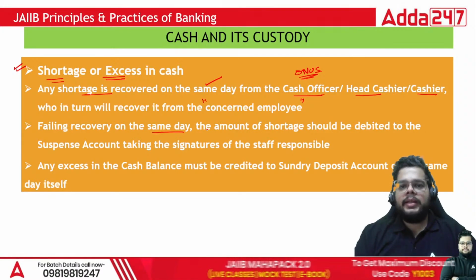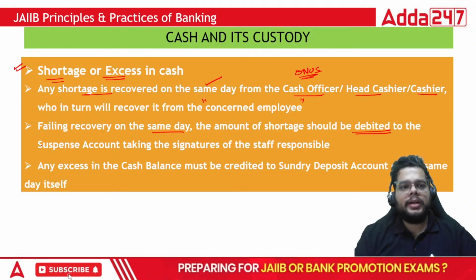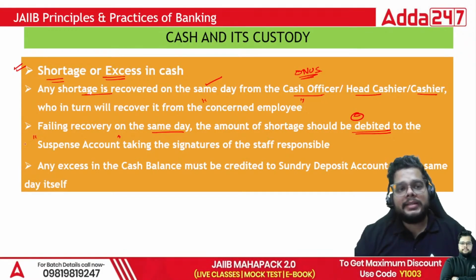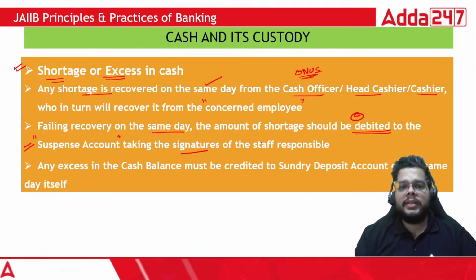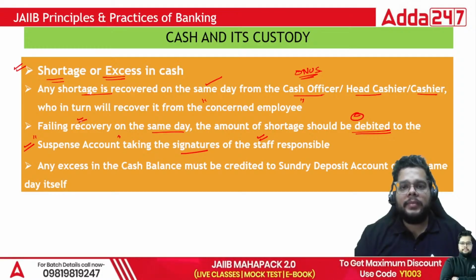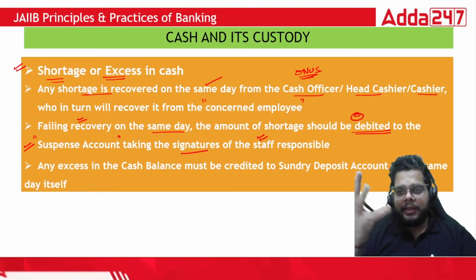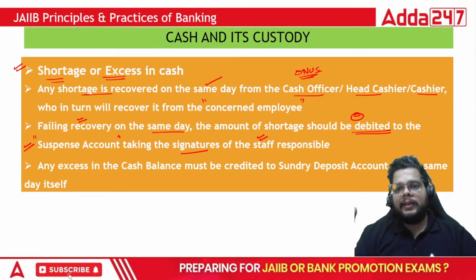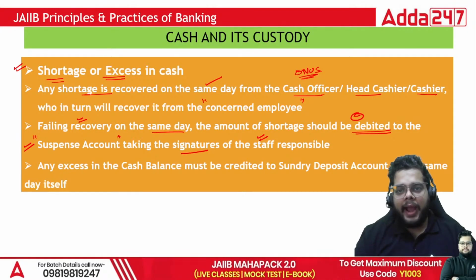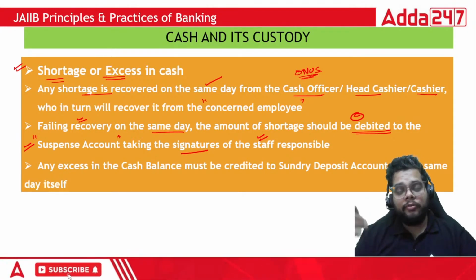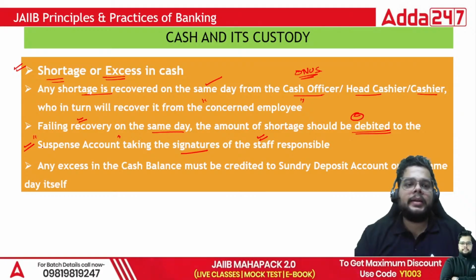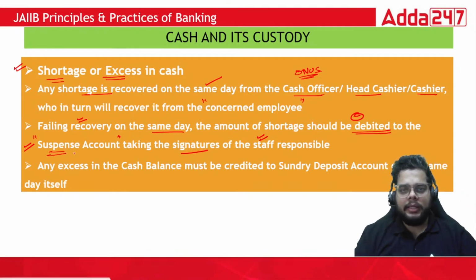Failing recovery on the same day, the amount of shortage should be debited to the suspense account. Always remember the amount will be debited to the suspense account, taking the signatures of the staff, whosoever is responsible. Fine. So if the recovery is not done on the same day, you should close your cash vault in the CBS, in your, you can say, Finacle. Only after that your branch EOD will happen. And if the amount is not tallied or you have failed to recover the amount which is short on that particular day, then you will do what? You will simply debit the suspense account and try the EOD.